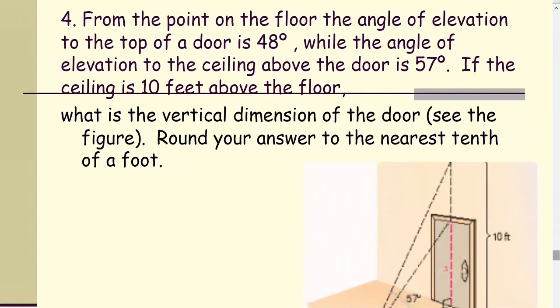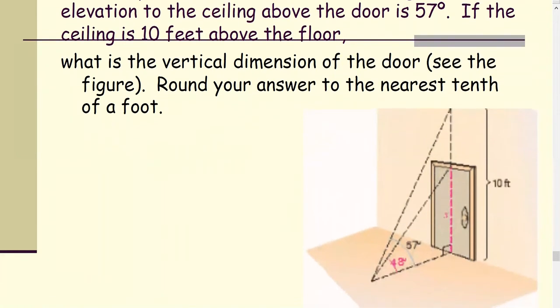Next example. From a point on the floor, the angle of elevation to the top of the door is 48 degrees, while the angle of elevation to the ceiling above the door is 57 degrees. If the ceiling is 10 feet above the floor, what is the vertical dimension of the door? Round your answer to the nearest tenth of a foot.